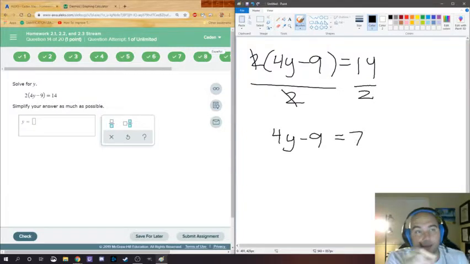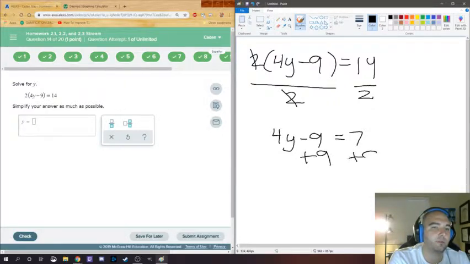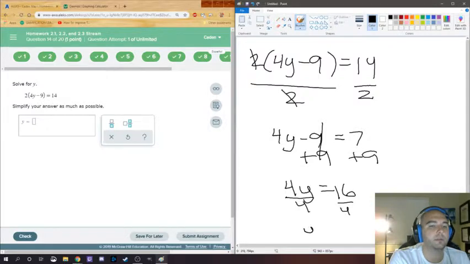Okay, so what I'm saying here is I could have distributed that 2. I did not distribute that 2. I instead just said, I'm going to divide both sides first. That gives me 7 on the right, which I'm then going to add 9 to both sides. And that's going to give me 4y equals 16. And I'm going to divide by 4. And 16 divided by 4 gives me 4. Y equals 4.